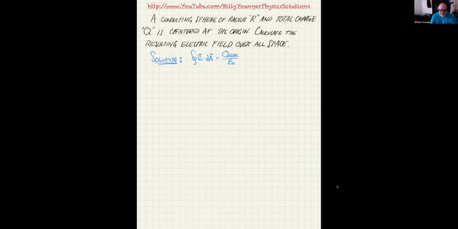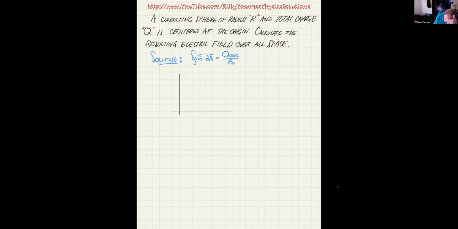Okay. So let me put my coordinate system down. I'm going to draw a coordinate system in black, and it'll have a z-axis, which I just drew.